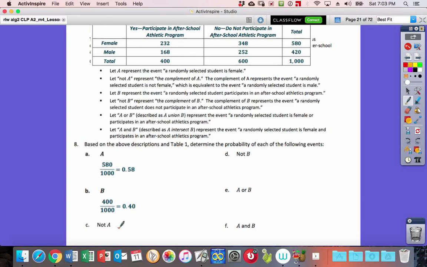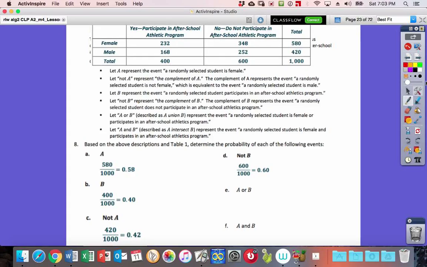Okay, not A. Not A means they must be male, and still I'm selecting them out of all the students. Okay, not B. That means they do not participate, and it would be 600 do not participate out of 1,000.